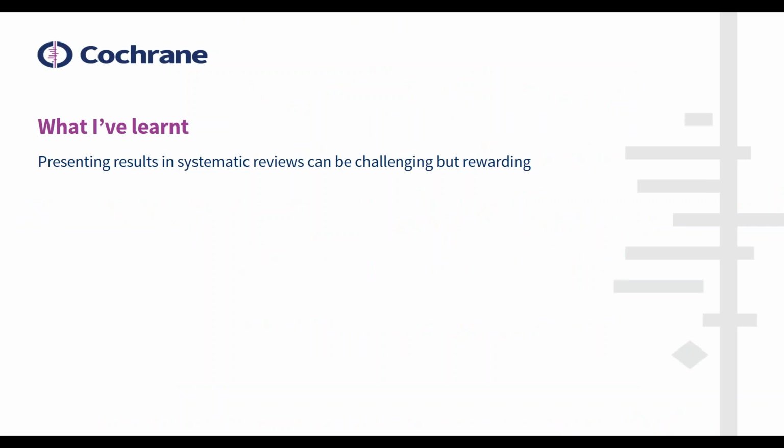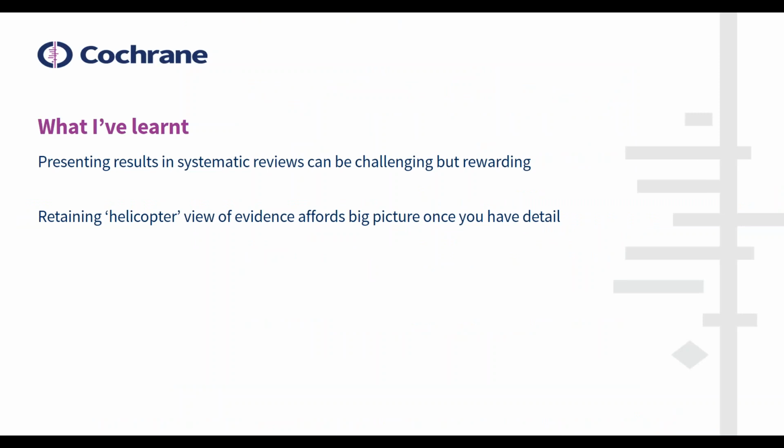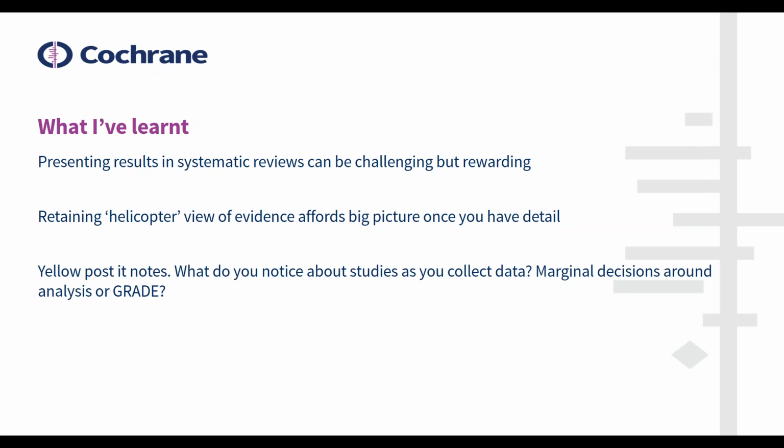So, the things I've wanted to convey most. Presenting results in systematic reviews is a challenge, but it's also potentially quite rewarding. Thinking through some of these challenges and seeing where things slot in is quite a satisfying thing to be able to do. If you can get a helicopter view of the evidence, it always gives you a bigger picture. You've got tables for detail, but you've got text for your high-level view. So think about those post-it notes as well.